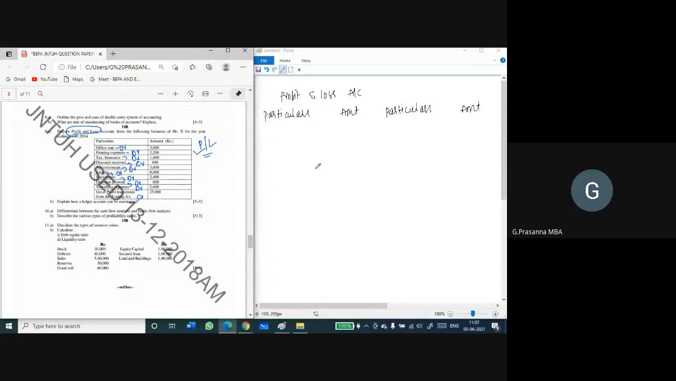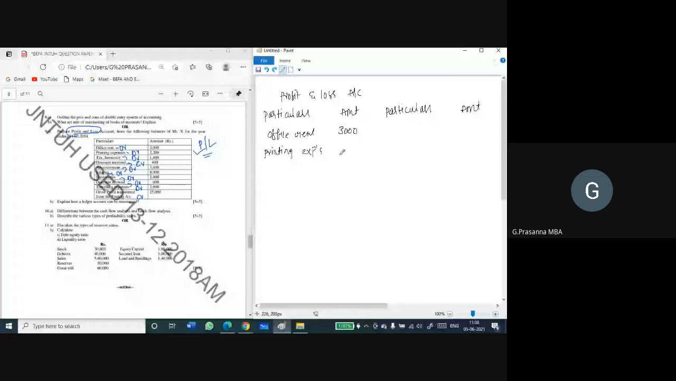When I'm writing, you also keep writing. Office rent I'm taking on the debit side because it is an expenditure. What is the rent of the office? 3,000. Next, printing expenses. What is the amount of printing expenses here? 2,200.